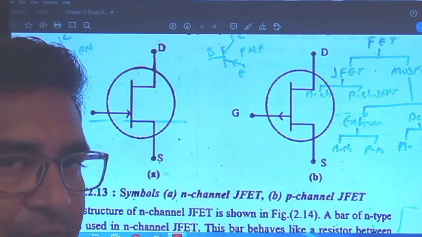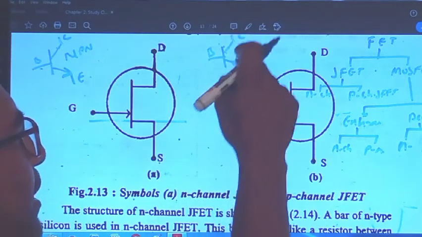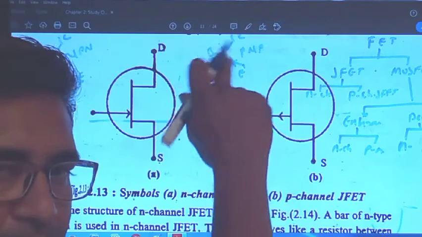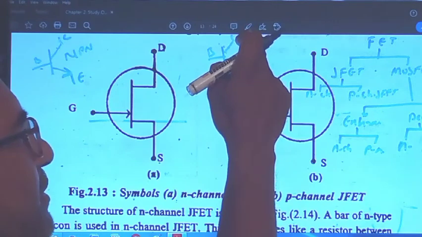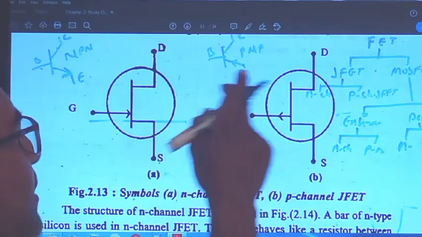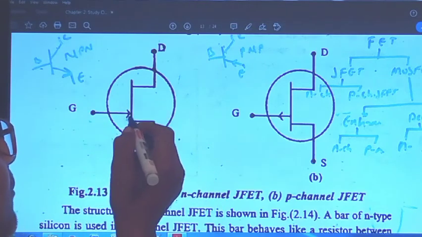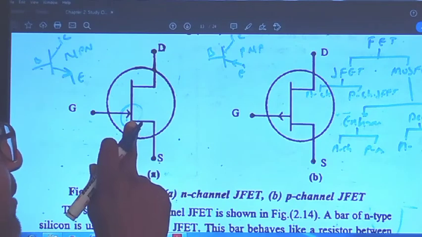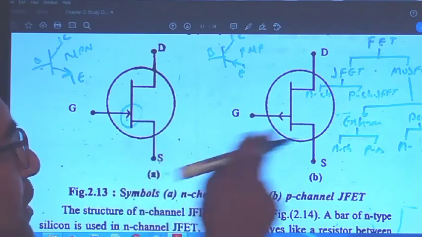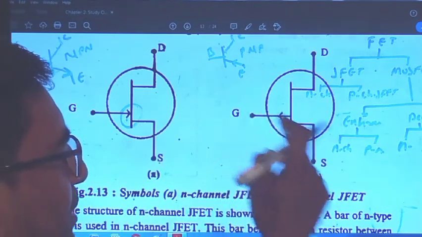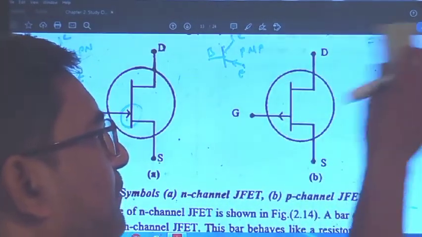Now in the junction field effect transistor, the only thing that changes is this. Here it looks like the symbol of a transistor, but here the drain is considered as the collector, the source is the emitter, and the gate is the base. But this arrow indicates that it is an N channel when it is pointing towards the source. Here it is pointing towards the gate, which means it is a P channel. Okay, this one thing you have to keep in mind.